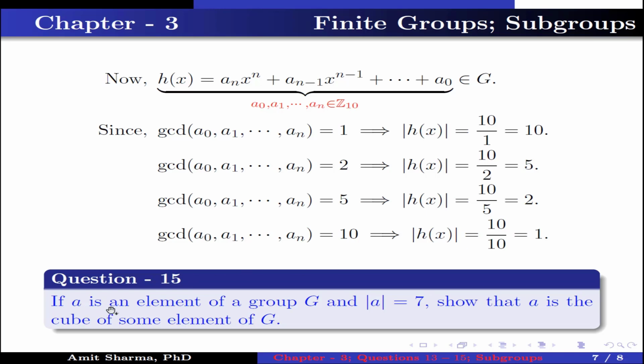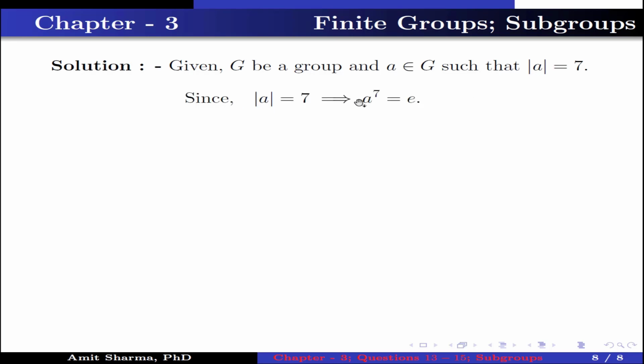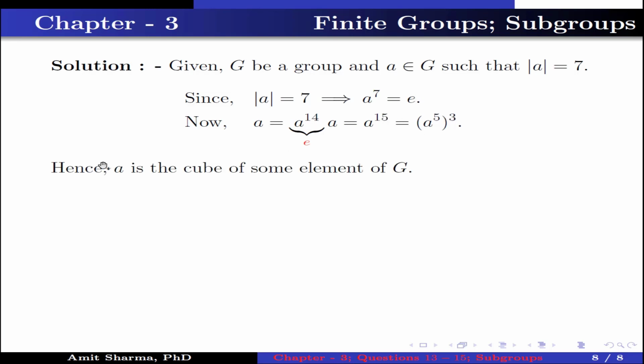Question number 15. If a is an element of a group G and the order of a is 7, show that a is the cube of some element of G. Given G is a group and a belongs to G such that the order of a is 7. Since the order of a is 7, this implies a^7 is the identity. Now a can be written as a^14 times a, where a^14 is the identity. This is equal to a^15, which is further written as (a^5) cubed. Hence a is the cube of some element of G.